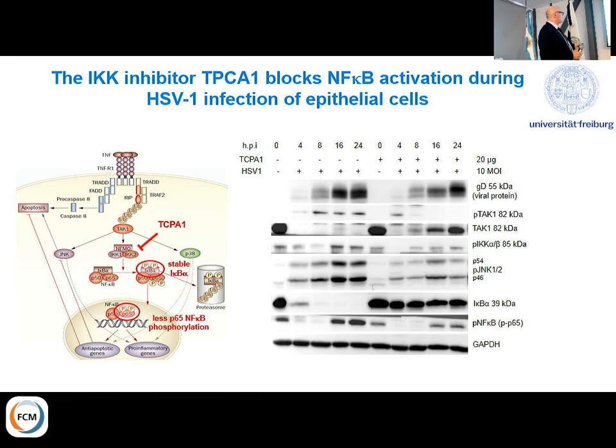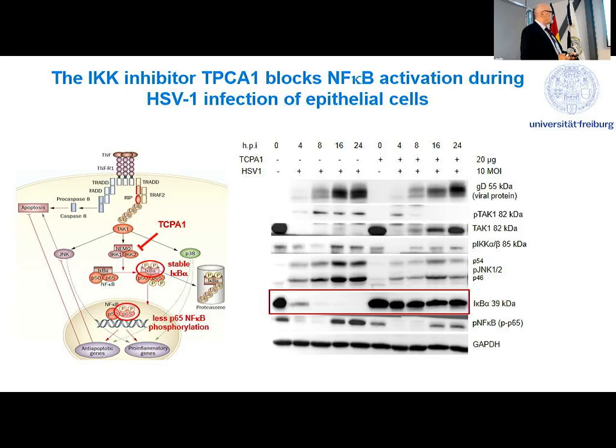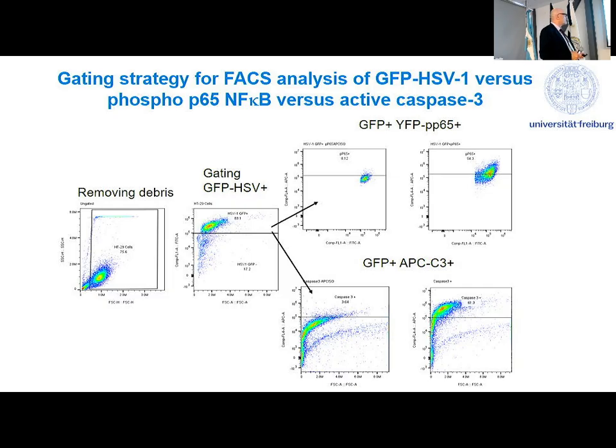The inhibitor is an IKK inhibitor, so it acts here. When you inhibit this kinase, of course NF-κB signaling is blocked. And you actually see that with the inhibitor, IKK is not phosphorylated, IκB is not degraded, and NF-κB is less phosphorylated. So indeed, the inhibitor works.